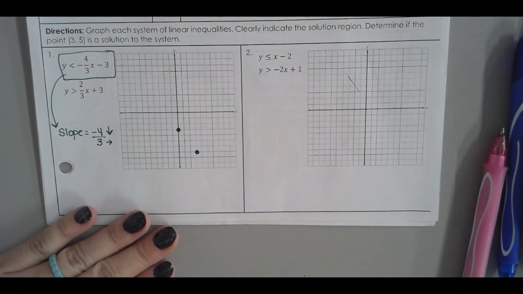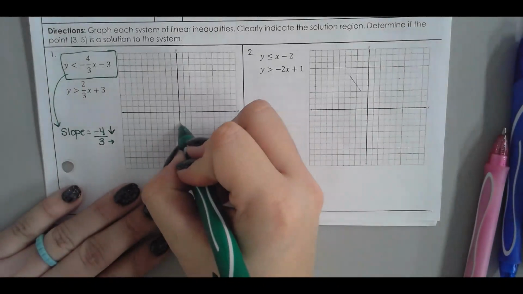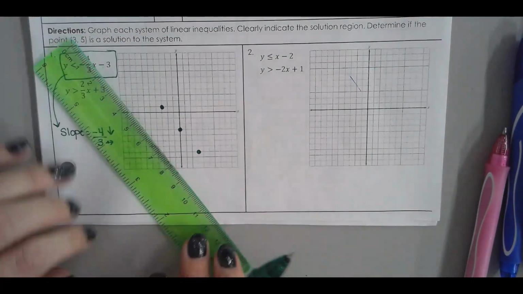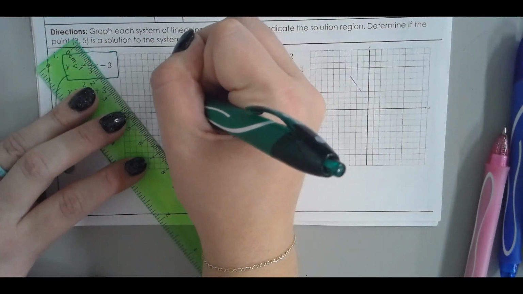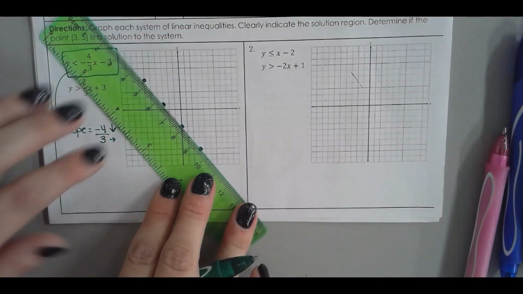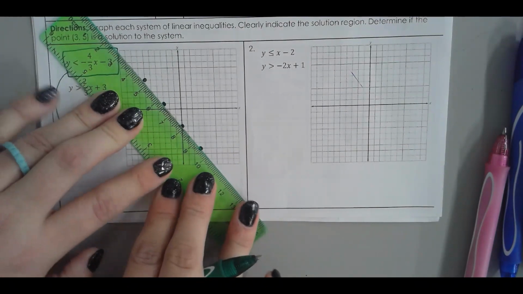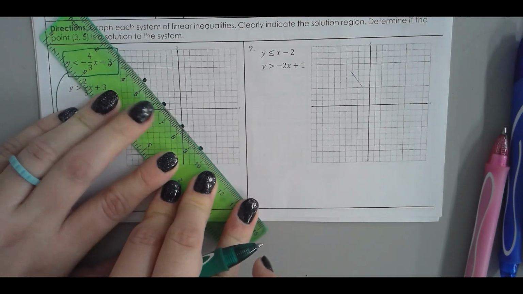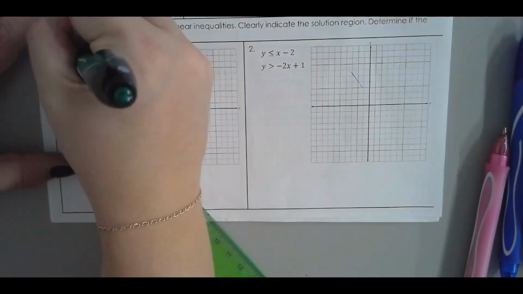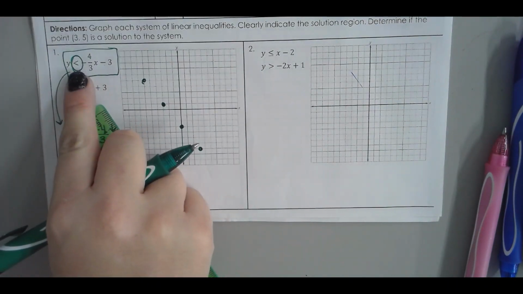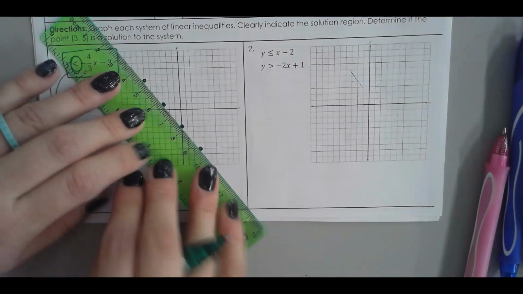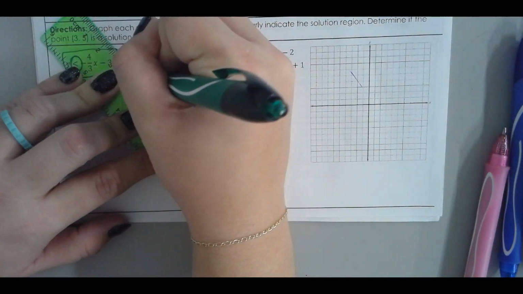Remember, I could go the opposite direction. I could have counted up 4 and left 3, and that should stay right in line. Before you actually draw in your line, is it going to be a dashed or a solid line? Look at your symbol. It's going to be a dashed line. Yep. So I'm going to draw it, and make sure your line goes all the way across the graph.